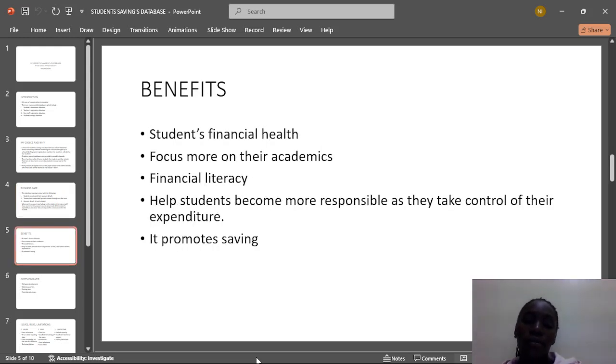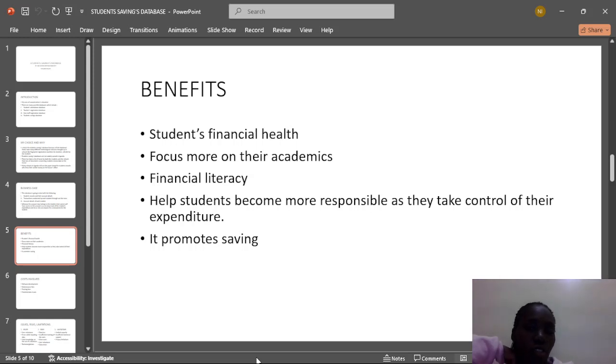Then the benefits of this database might include, some of them, students' financial health. The student will be aware of their financial health and be able to keep up with it, to know how much they should spend and how much they should not spend. This would help the students to focus more on their academics, as they would be able to settle and read, knowing where their money is safe at the bursar's office.